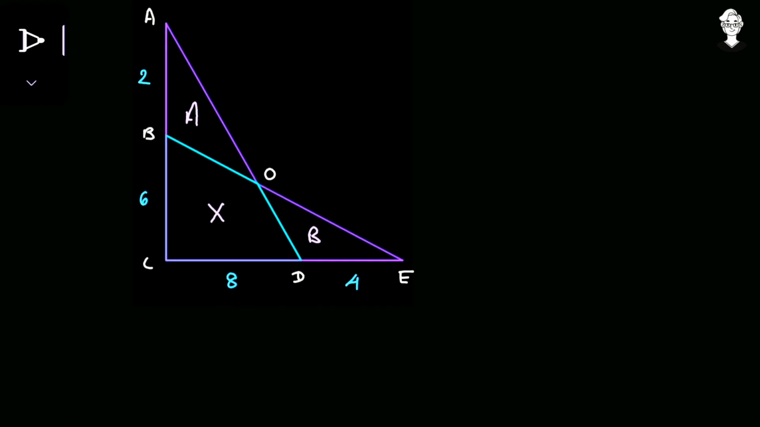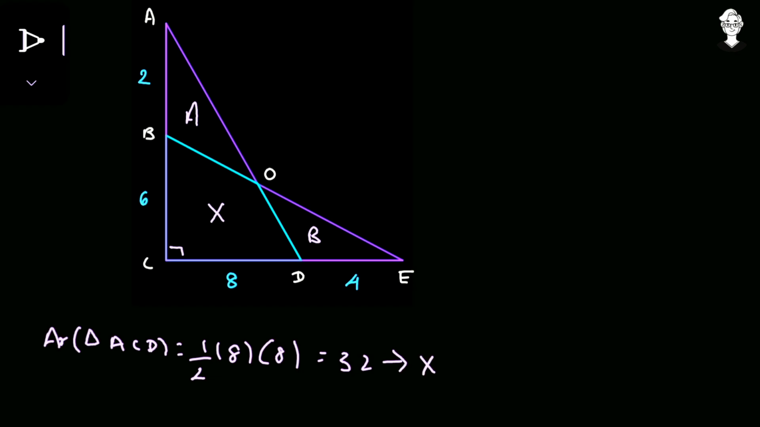So here's the 90 degree. Let the area of the complete triangle be equal to s. The area of the complete triangle, that's triangle ACD, would be half base into height, so half of 8 into the height of 8. That is equal to 32, and it will be equal to x plus a, because there are two areas present in that same thing. So we have that x plus a is equal to 32.